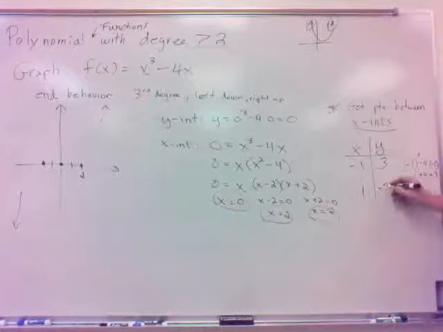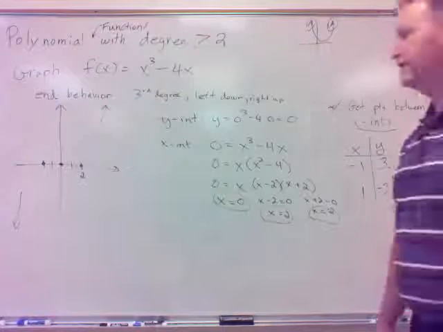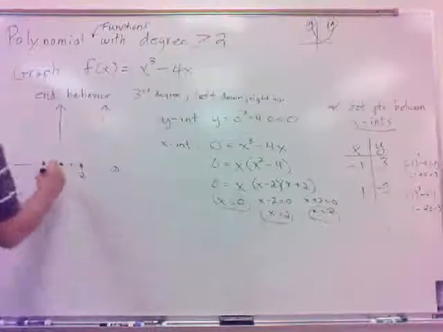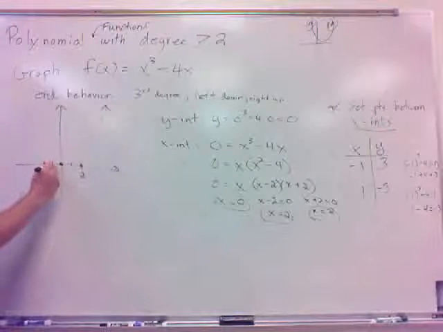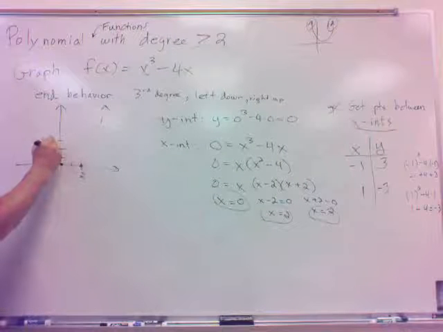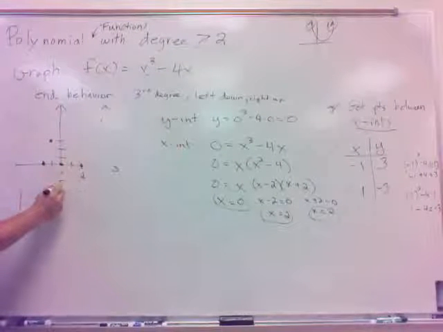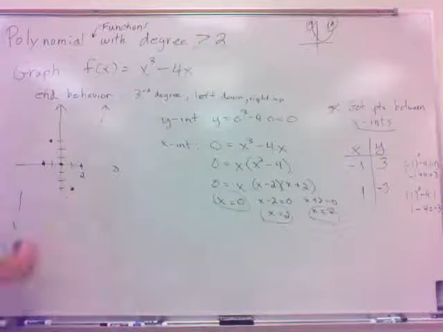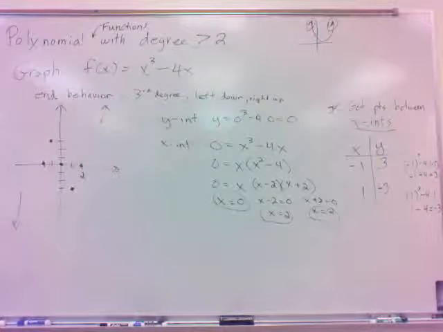Hey, how about that? Negative 1, positive 3. Positive 1, negative 3. Aha! And you can get some more if you want, but I can kind of see the graph.